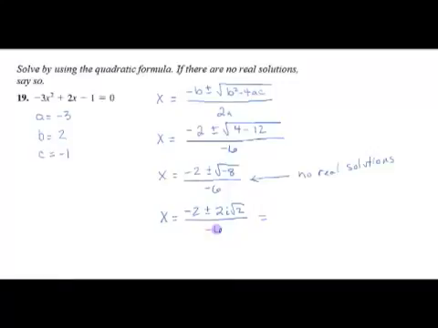Now I see that every term is even. I can divide a 2 out of each of those. So I get a negative 1 plus or minus i square roots of 2 all over negative 3. Now when I put this in a plus bi form, I get a negative 1 over negative 3, which is 1/3, plus or minus the square root of 2 over 3 i.